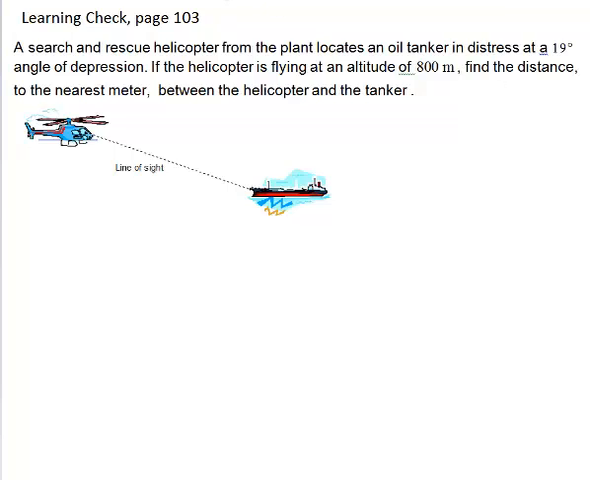Good day, students. We're going to look at a solution now to the learning check on page 103, chapter 8. These are problems dealing with angle of elevation, angle of depression, line of sight, using trigonometry, sine, cosine, tan to solve. Okay, so this first one, I want to talk about line of sight and angle of depression and so on.